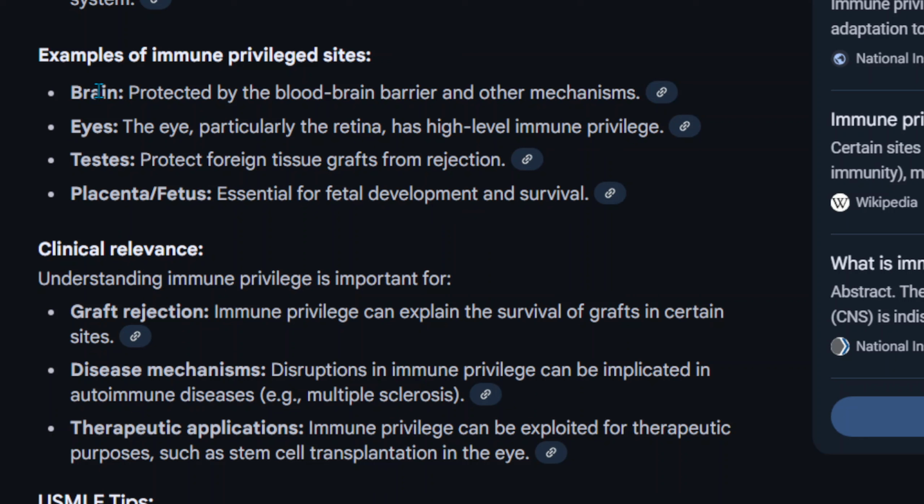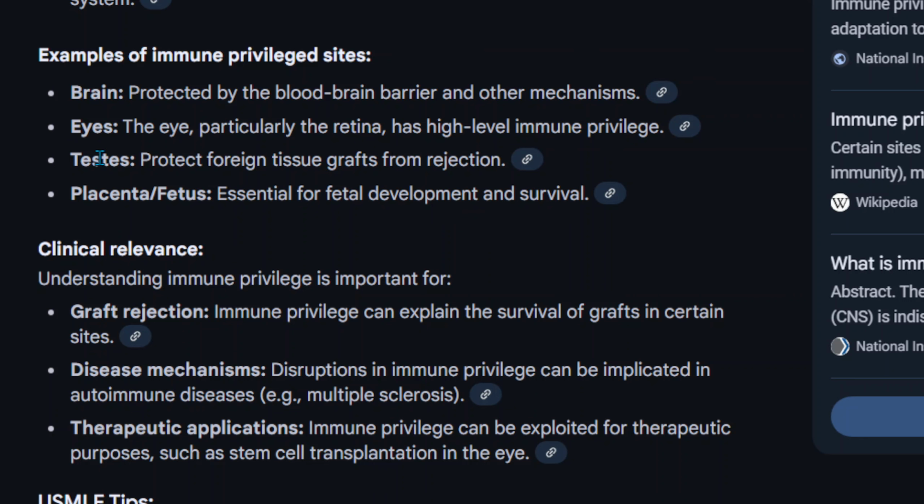Examples of immune-privileged sites: the brain, protected by the blood-brain barrier and other mechanisms. The eyes, particularly the retina, have a high level of immune privilege. Important, the retina has a high level of immune privilege. It's important, I think that's a good question. The testicle protects foreign tissue grafts from rejection.